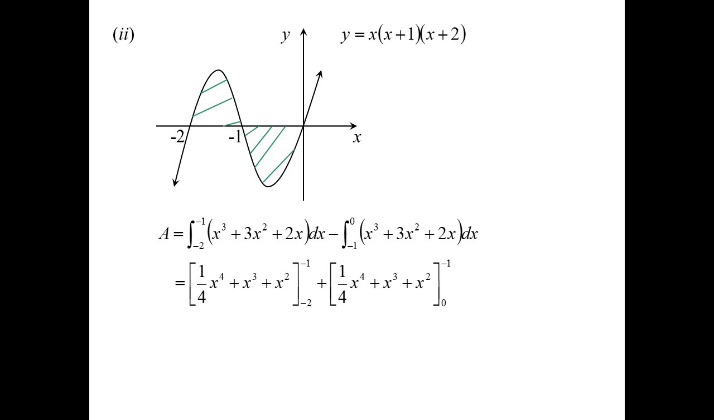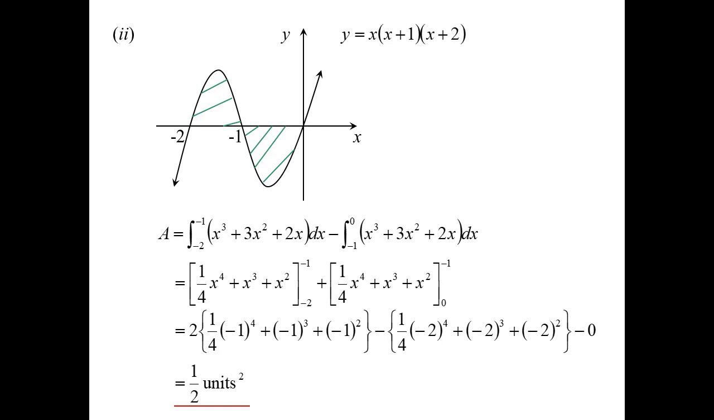Why do I do that? Because I've got less to substitute in now, because what I can now say is it's twice the top. So the top's the same in both. So for both of these, I would have substituted negative 1. So I'm going to do that twice.